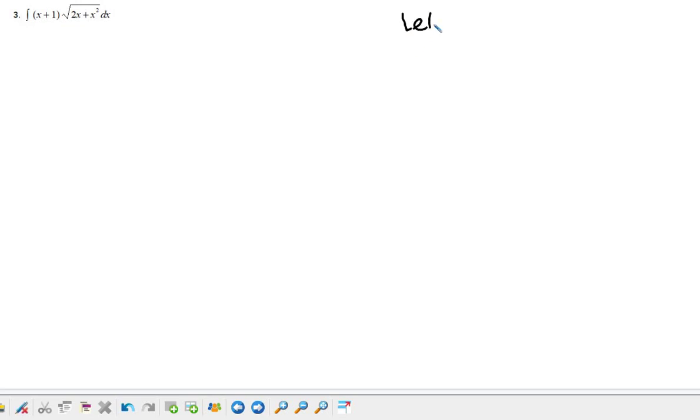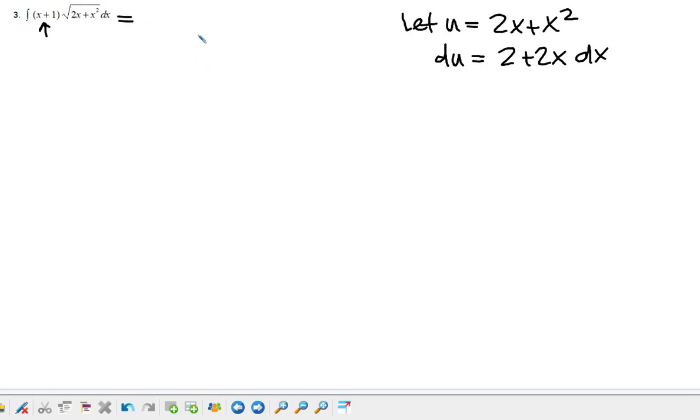So I'm going to let u be 2x plus x squared, which means my du would be 2 plus 2x dx, which is what I have here. It just needs a factor of 2. So if I'm going to put in a factor of 2, then I need to take out a factor of 2. So I'm going to multiply by 1/2, and then this is going to give me the square root of 2x plus x squared. I'm going to put in that factor of 2, so 2x plus 2 dx.